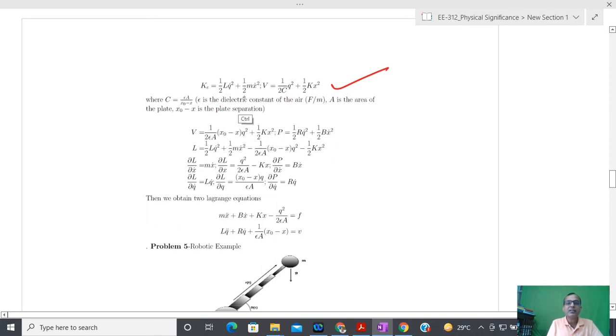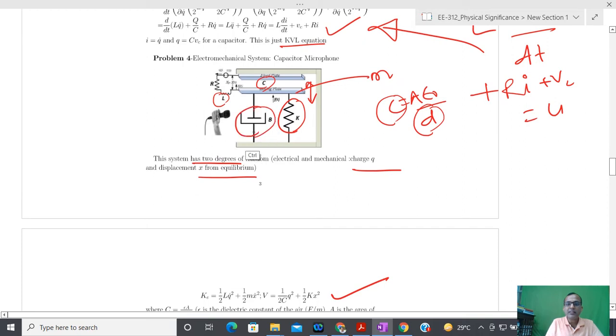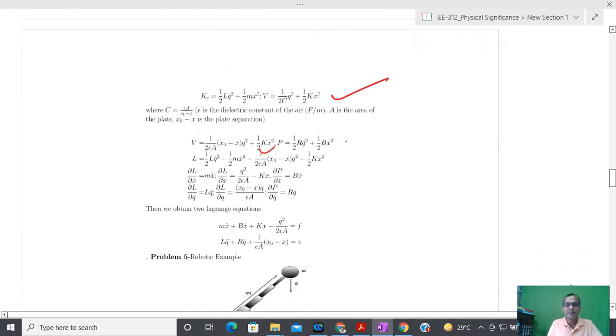After that, substituting C, I have defined the total potential energy. Now I have to identify the third quantity, that is dissipation. Dissipation actually occurs at two different places, at this damper and across this resistor. So the same kind of thing I have written here, that P equals half R q dot square and half B x dot square.